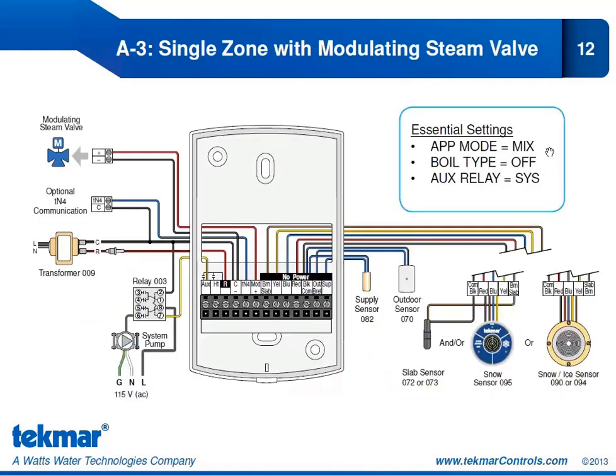The essential settings: our application mode is mix. We are using that modulating output to operate a mixing device, so we need to select the application mode mix. Our boil type is off. We are not operating a boiler in this case. The application that we've shown illustrates a district steam application. It could be a steam boiler that is being operated by another control. Our auxiliary relay is being set to system pump. We are using that relay to operate the system pump.